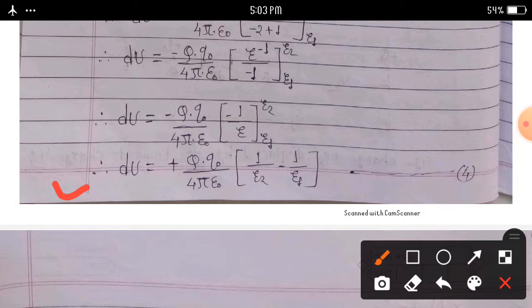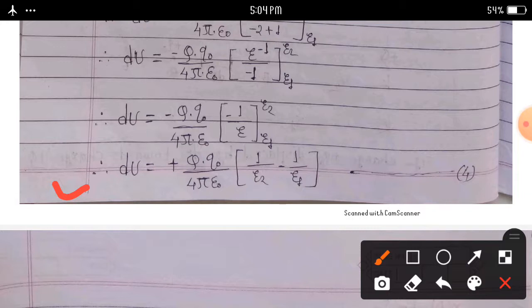while displacing charge plus q0 from a distance r1 toward the charge plus q at distance r2. Then we can write work done against the electrostatic force equals change in electrostatic potential energy. W is equal to delta U is equal to q q0 upon 4 pi epsilon naught into 1 upon r2 minus 1 upon r1.